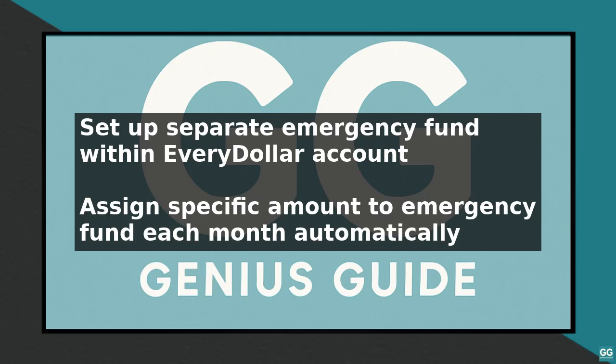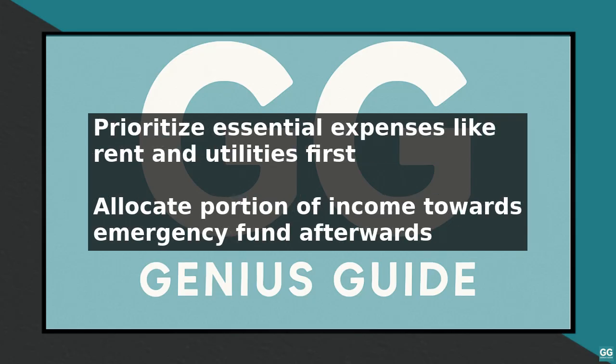Now, let's talk about how to prioritize your emergency fund. When allocating your income, make sure to prioritize essential expenses such as rent, utilities, and groceries. After covering these expenses, allocate a portion of your income towards your emergency fund. You can set up automatic transfers from your checking account to your emergency fund to make saving easier and less prone to being neglected.